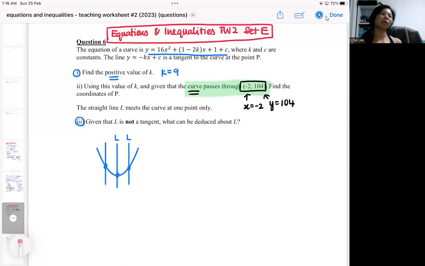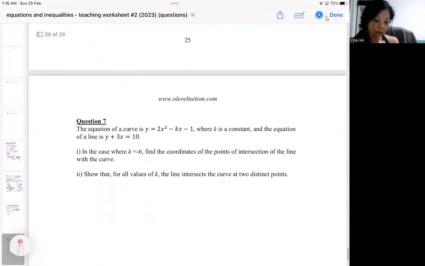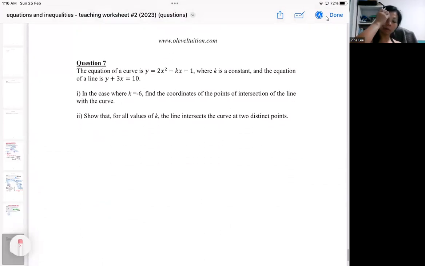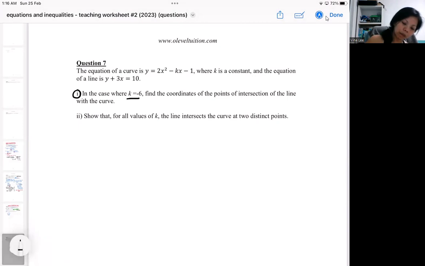Okay, so I don't think this one is very difficult. If you thought about it, I think this one is quite okay. The last one: most of you wouldn't have issues with part one, so I'm not going to go through part one. For part one, you put in k equal to -6, and then to get the point of intersection, you are supposed to do your simultaneous equation. So I will not be showing this part.